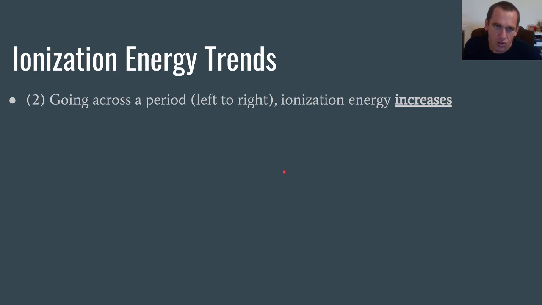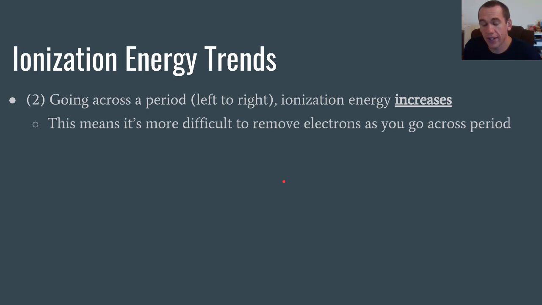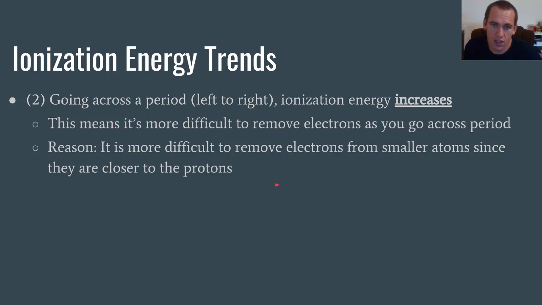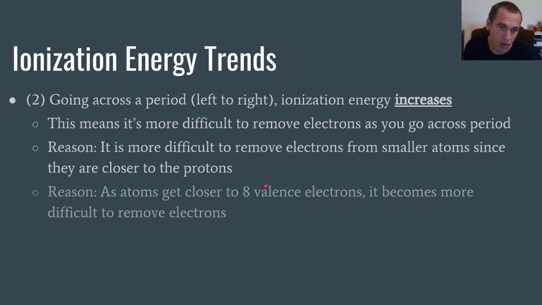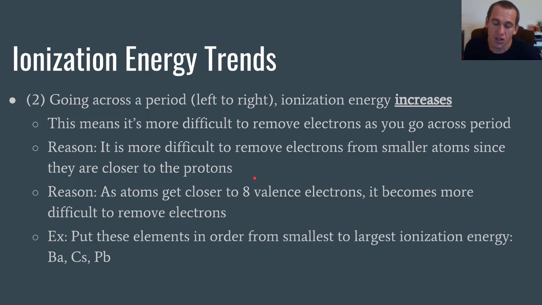And then the second trend we see here is going across a period. Ionization energy tends to increase because the electrons are pulled in closer to the nucleus. It's harder to pull them away from the nucleus because those atoms are indeed smaller. So as we get closer to 8 valence electrons, the shells become more stable, the electrons get pulled closer to the nucleus, and it's harder to remove them from the atom.